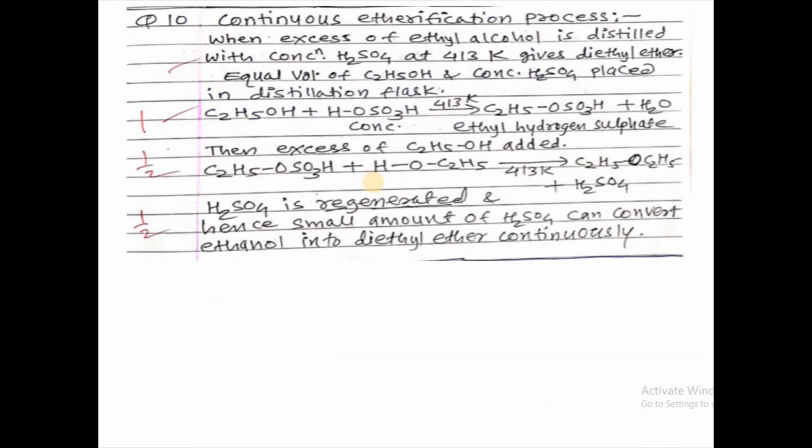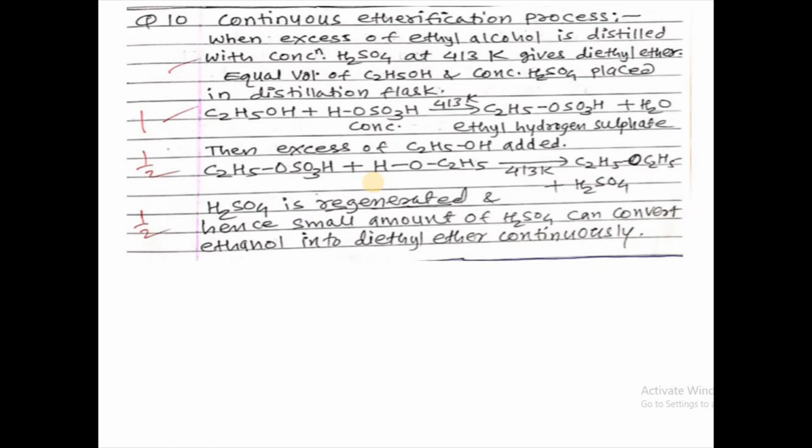Then question number 10 is explain continuous etherification process for the preparation of diethyl ether. And in this continuous etherification process, we have to write the reaction for this first. And this reaction takes place in 2 steps.